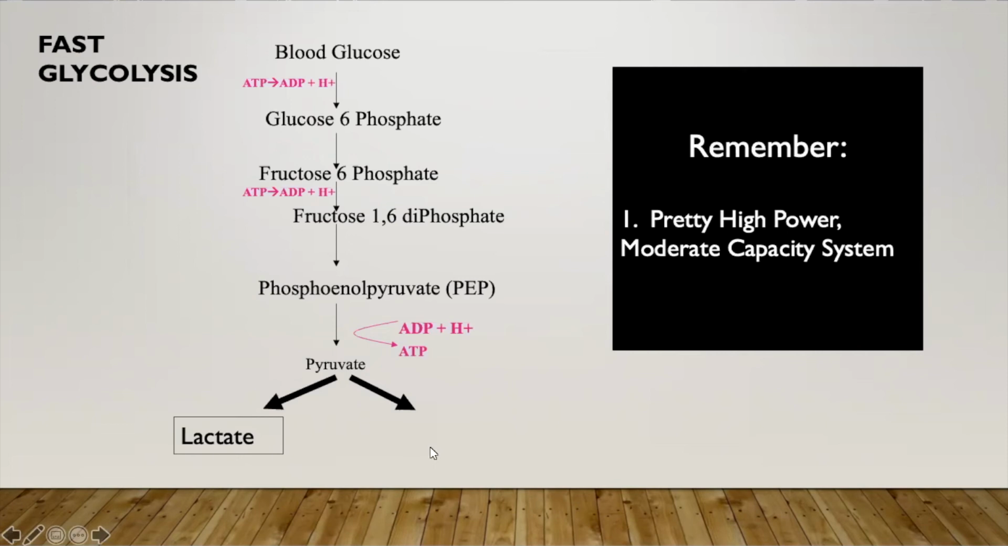Okay, we're now going to talk about fast glycolysis. Remember, that was the system that took glucose, went through a few chemical reactions, and produced enough energy to resynthesize a small amount of ATP pretty quickly. And so that's why we have this notion of pretty high power and moderate capacity.